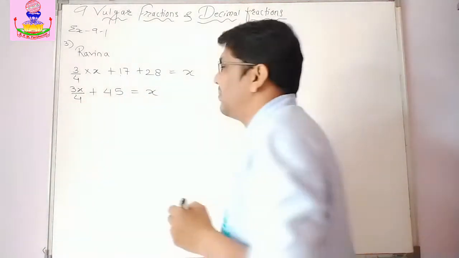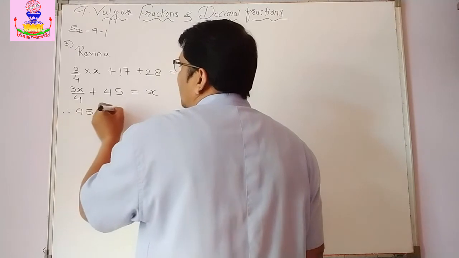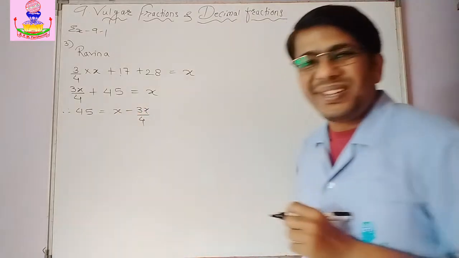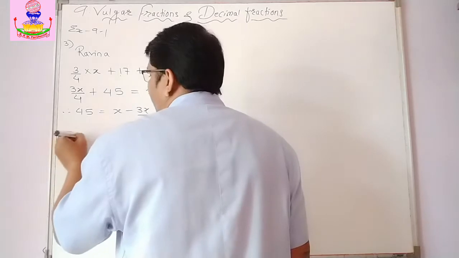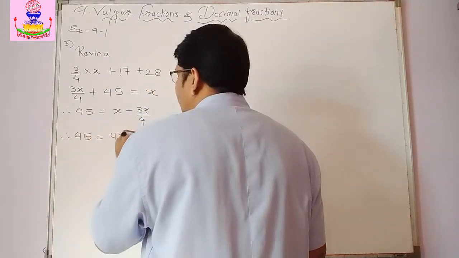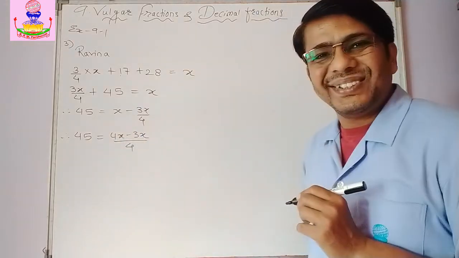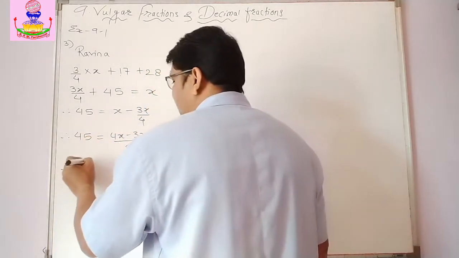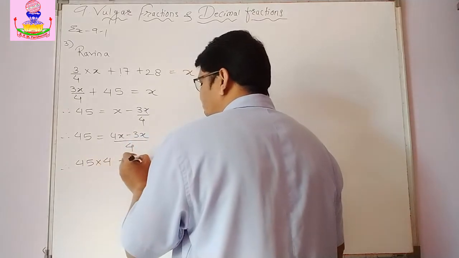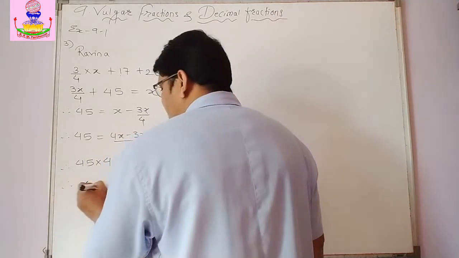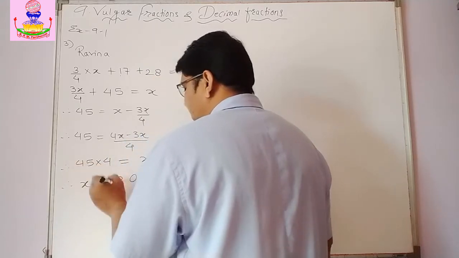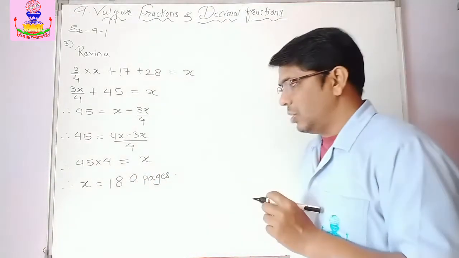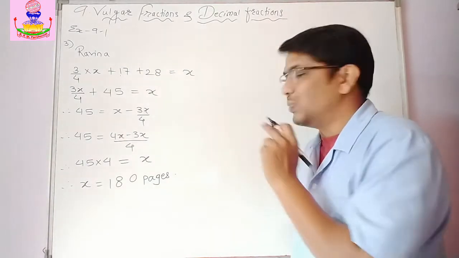Now bring this to this side, it will become minus, yes. So 45 equals x minus 3x upon 4. Go for equalization. Okay, so 45 equals 4x minus 3x upon 4. Now 4x minus 3x, 1x. So bring this 4 to this side, it will be in multiplication. So 45 into 4, that is equal to x. So therefore x is equal to 180 pages. 4 5s are 20, 2 carry on, 4 4s are 16 plus 2, 18.